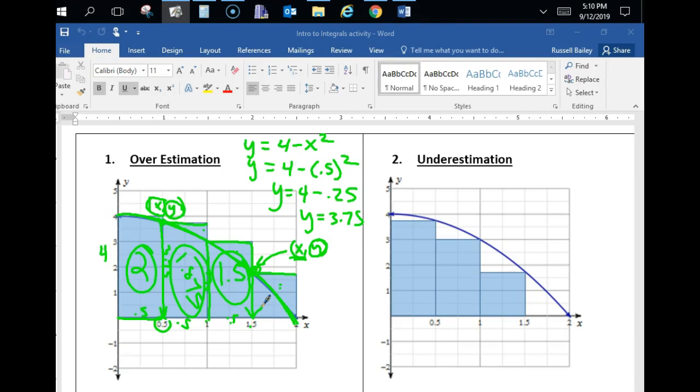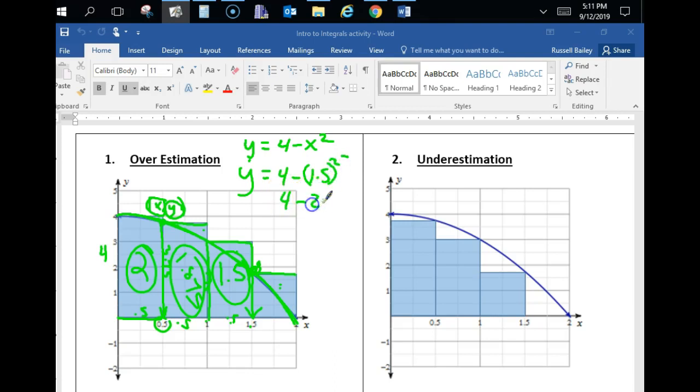All right. So we're going to repeat this process up here, but this time I'm going to plug in 1.5 to find the y value for that point. So y equals 4 minus 1.5 squared, and 1.5 squared would be 2.25. 4 take away 2.25, I believe, would be 1.75 is my y value. So that means the y value of that point is 1.75, which means the height of this rectangle is 1.75.